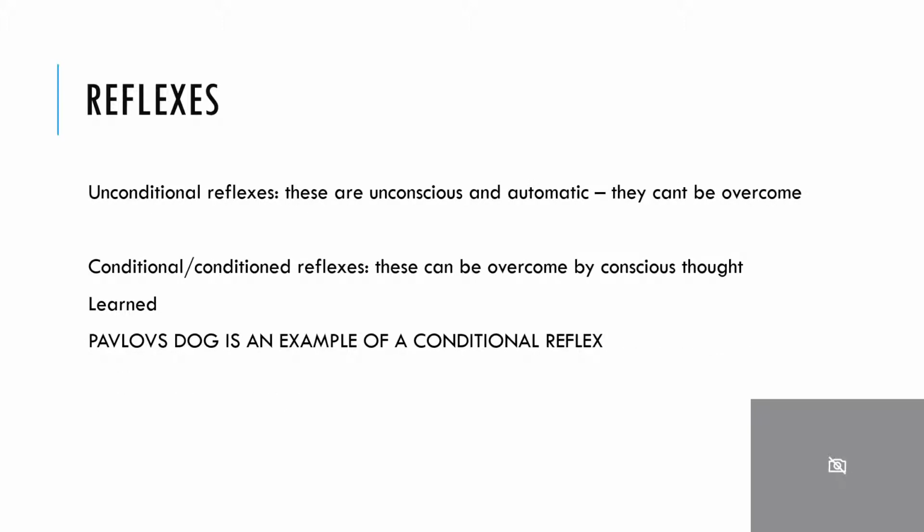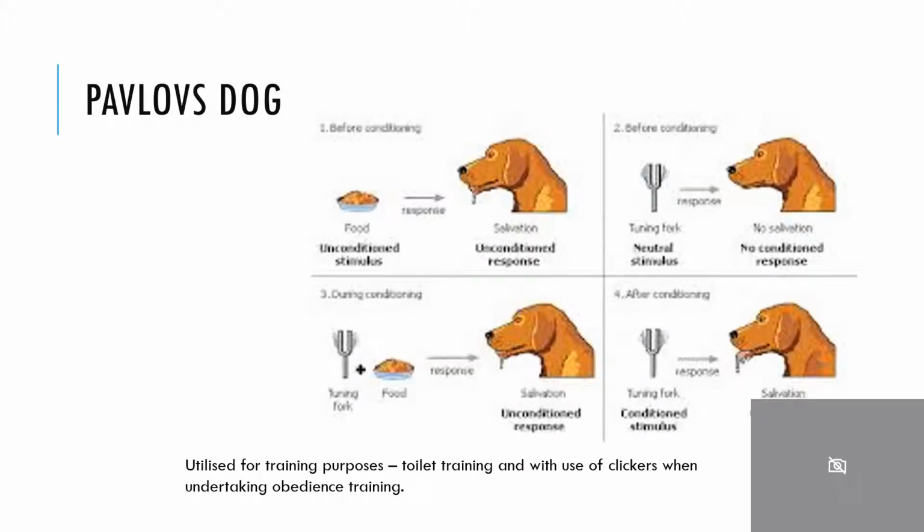Unconditional reflexes. These are unconscious and automatic. They can't be overcome. Conditional or conditioned reflexes. These can be overcome by conscious thought because they are learned. So Pavlov's dog is an example of a conditional reflex. We have covered Pavlov's dog before, but here is a reminder of how such conditioned training is used for training purposes.